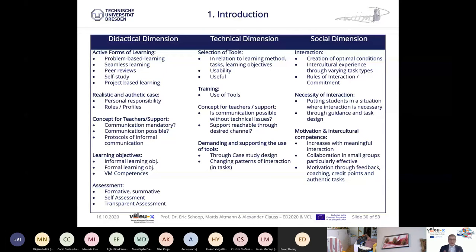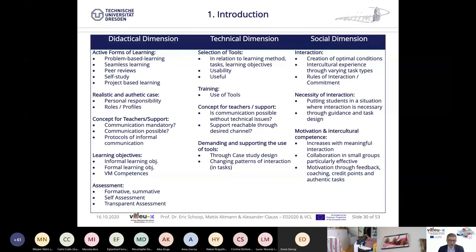Then we have the technical dimension. So the selection of tools in relation to the learning method, tasks and learning objectives should be made carefully. Very important is that tools should be useful, and the usability of tools. And no tools work without training. So that's really a crucial point to train the people, not just deploy the tools, but also offer trainings on how to use this tool, how to use it in a good way, maybe make a bad example of how the tool shouldn't be used.